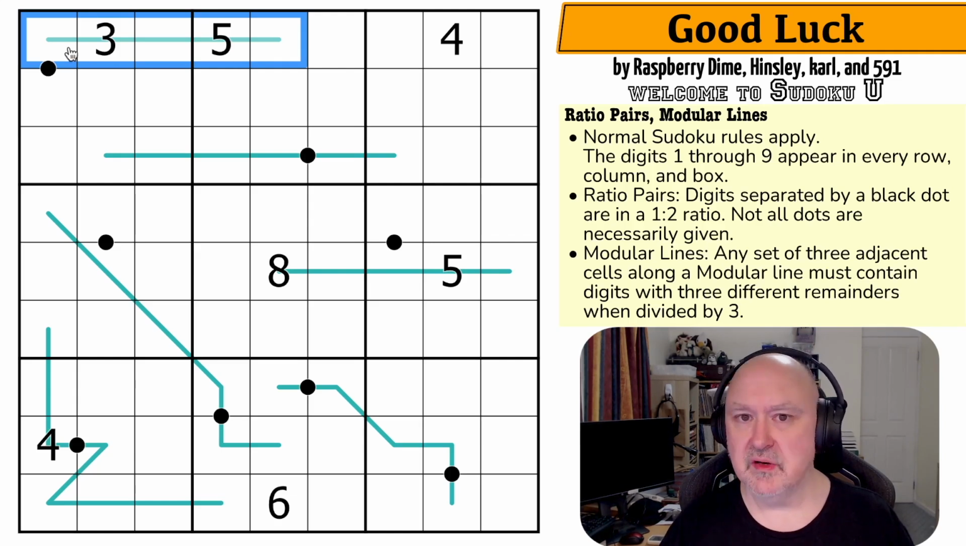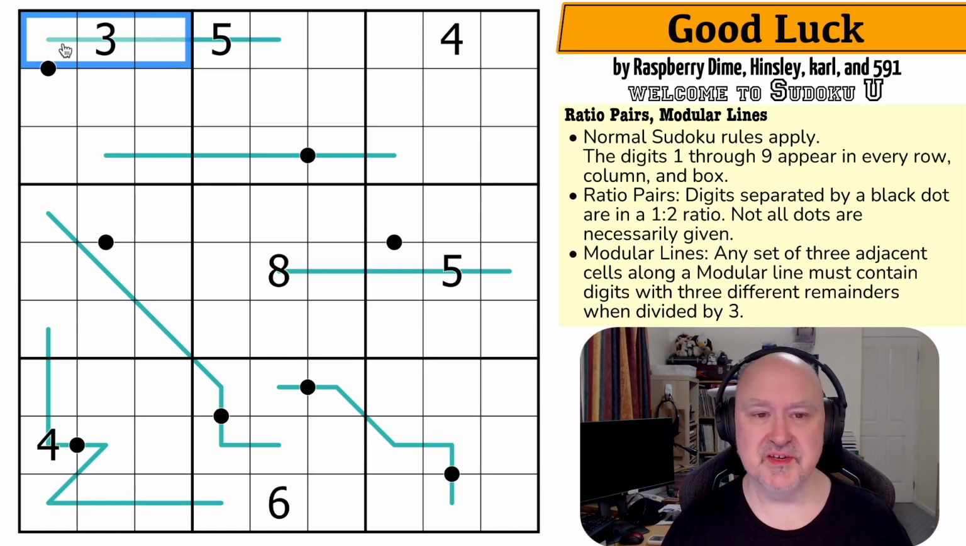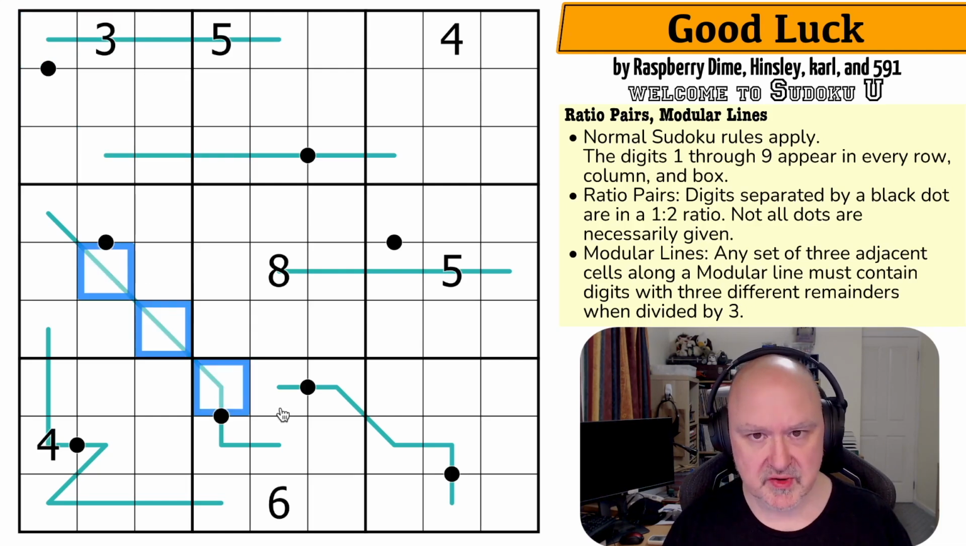So 147, 258, 369. The easy way to remember this is to look at your numeric keypad, either on Sudoku Pad or on your keyboard, and the vertical banding of the numbers, 147, 258, 369, those are your modular groups. Any set of 3 adjacent digits along a line must contain one of each of those sets. So there must be one of each in there, one in each of those 3 cells. That's how the lines work.